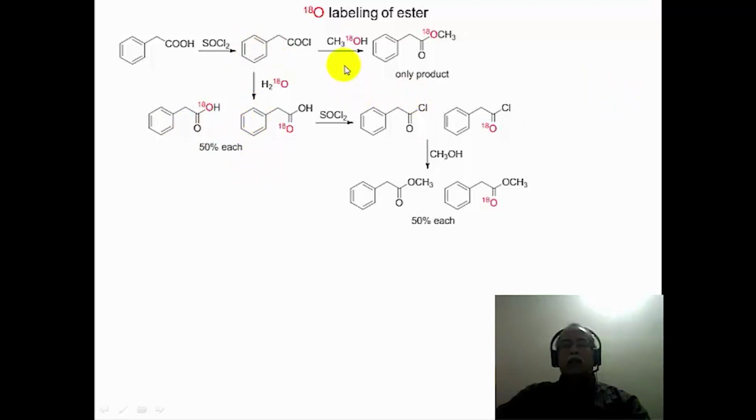On the other hand, if methanol with O18 is used for quenching the acid chloride, then one gets specifically the OCH3, where the oxygen is the 18 labeled oxygen. That would be the only product that is formed here.